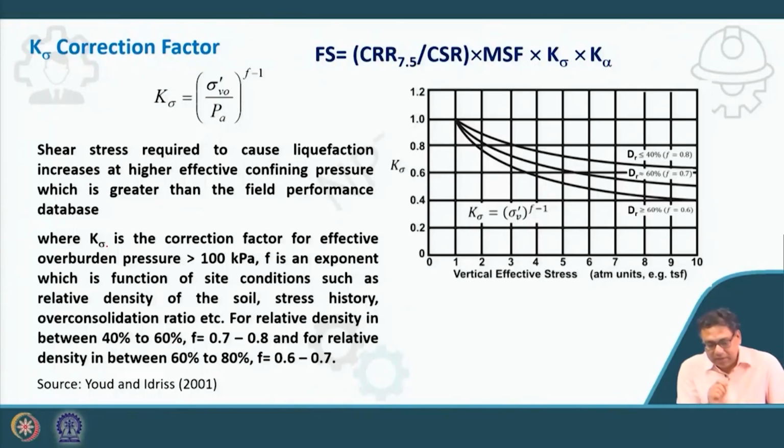Clear? This way I will get the K sigma. This is my chart also, so from this chart you will get the value, or by using this equation you will get the value of K sigma. This curve is for relative density 60, this is for greater than 60 with different F, and this is for less than or equal to 40. So either you use this chart or use this table equation.